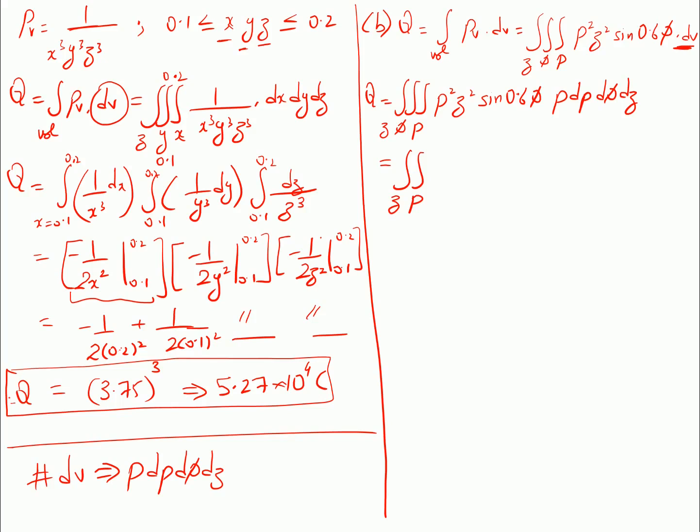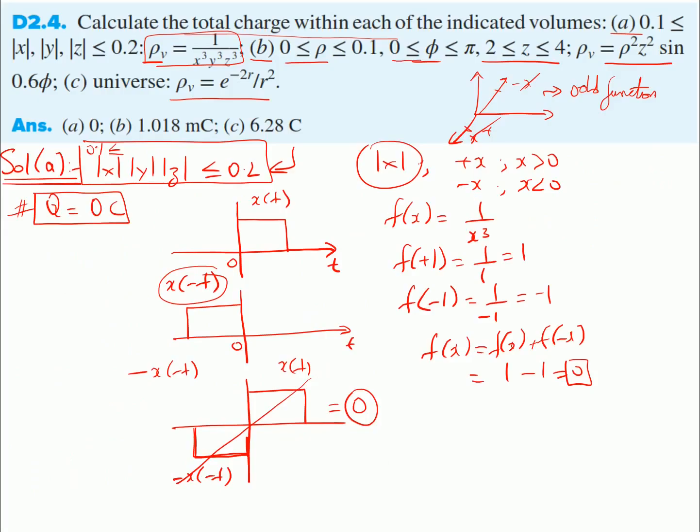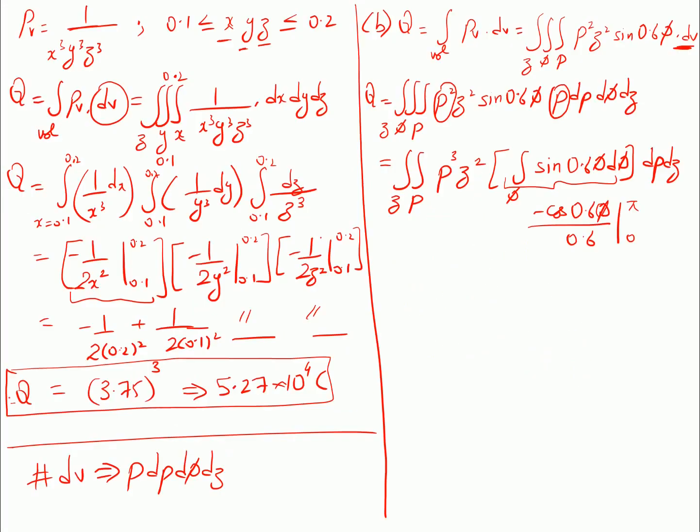So we can do one more thing. This rho can be multiplied with this one, so it becomes rho cube as a constant, outside. I'll take z square and integrate with respect to phi the sine 0.6 phi d phi, and the remaining things will be d rho and d z. Once you integrate this portion, it comes out to be minus cos of 0.6 phi divided by 0.6, and the limits are 0 to pi, because in the question phi is from 0 to pi, not 2 pi, so that's why we have taken this limit.